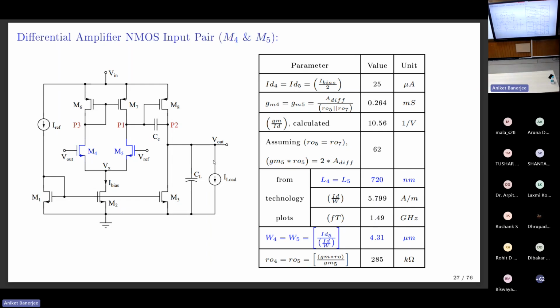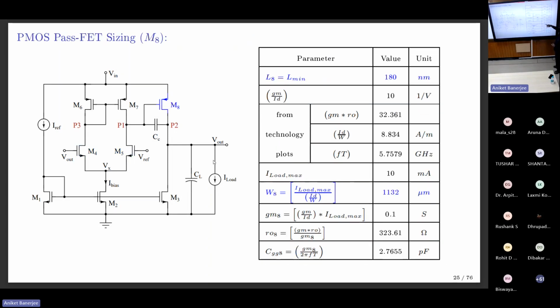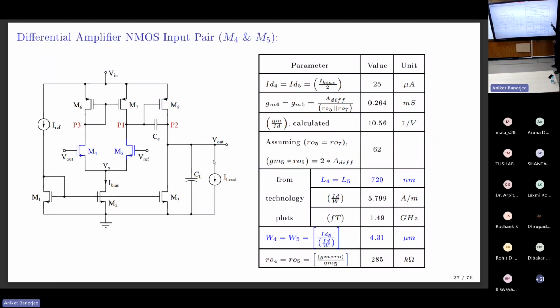It is different from 10. It can be any value. If I would have chosen 50 microampere, this would have become 5. If I was given 10 microampere, it would have become 20 or something like that. So GM by ID need not always be 10. It can be any other value also, depending on what you want to achieve from the circuit. So in this case, GM by ID is 10.56.